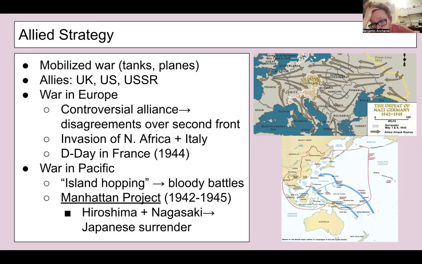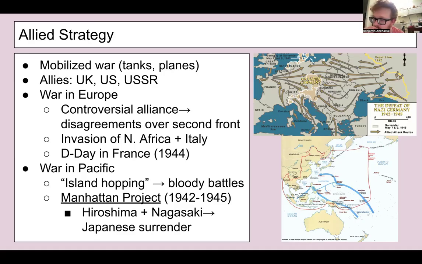Eventually, the Soviet Union reaches Berlin by May of 1945. The war is basically over after that. Now, the war in East Asia, though, is a little bit different. Unfortunately, we're not going to have that much time to talk about it, but it's pretty brutal, pretty devastating for everybody involved.